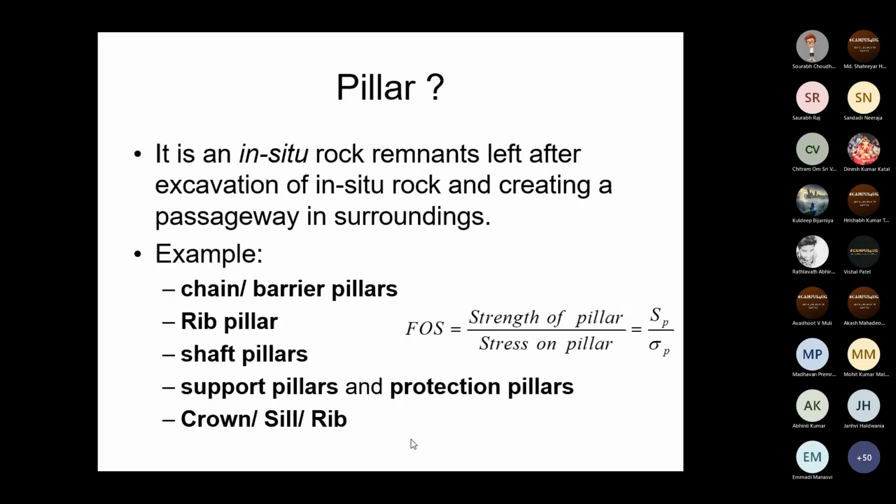So if we can know all the parameters which affect this factor of safety, especially the strength property as well as the stress property, we will be able to design such type of pillar below the surface, and we will know what the basics are on which this design depends. So we can define the factor of safety by the strength of the pillar and the stress on the pillar. So SP by sigma P. Okay.